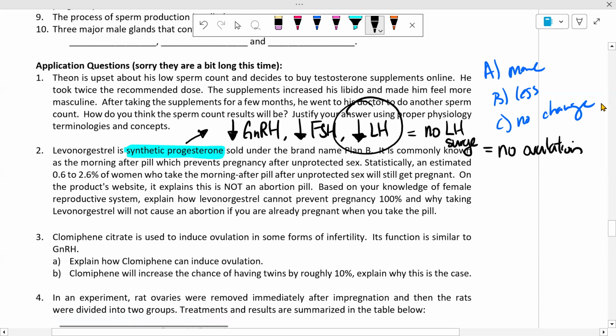So the drug does not stop the egg in any way. It prevents the egg from being released if it hasn't already been released. If it's already released, then there is nothing you can do about it, right? Does that make sense? Any question? No? Okay.